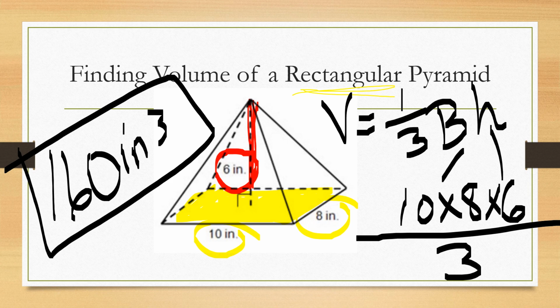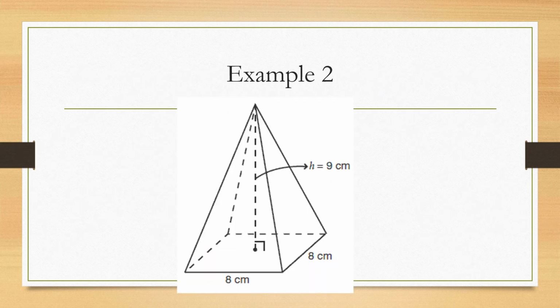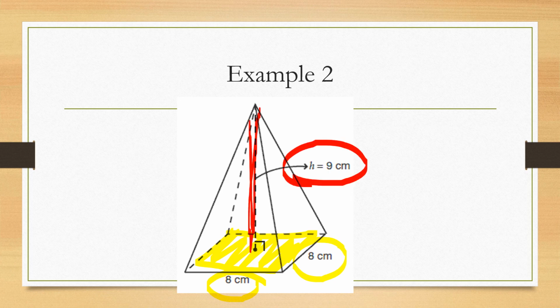Okay, let's look at the next one. This one is a square pyramid, and it's a square because the sides of the base are the same. It's 8 and 8. So here's my square. I'm looking at the numbers that touch it, which would be 8 and 8. The height goes straight up to the point right here, so that would be the 9.